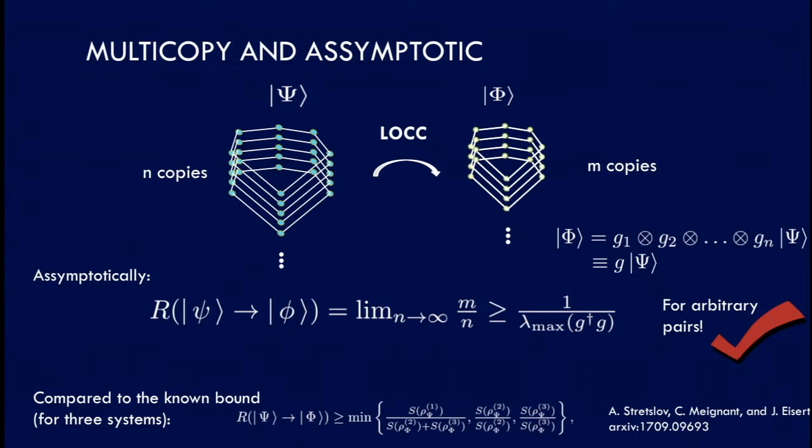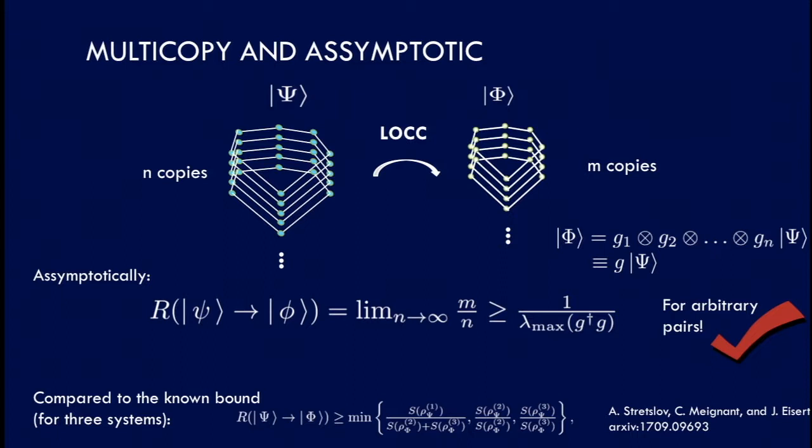And here you can do something similar. You can study, if I have many, many copies of my state psi, what is the rate to convert to a state phi? And you can give a lower bound for arbitrary states, okay? And again, this lower bound is, as before, something that can be very easily computed. Now, something like that was not known so far. I mean, there was one result last year, which holds for three-partite systems. Okay, so this is a bound on the rate for three-partite systems. However, this year's works for arbitrarily many systems. Okay, and if you compare the two, sometimes this is better, sometimes that is better. Okay, so this was asymptotically.